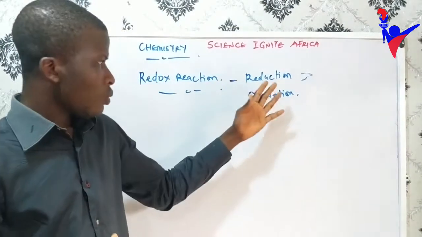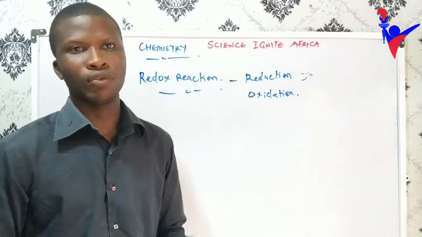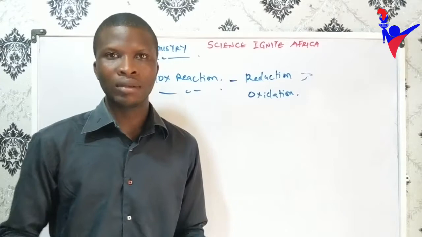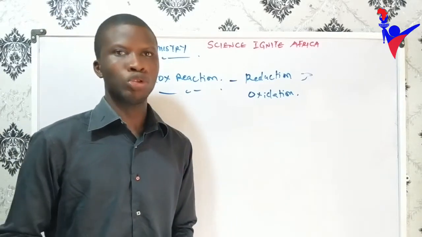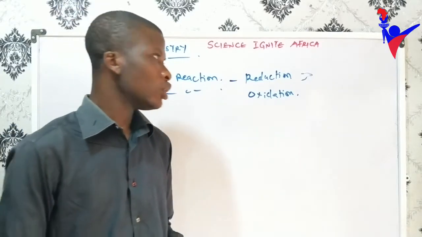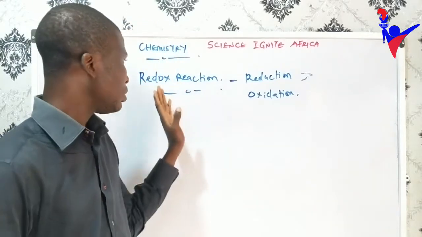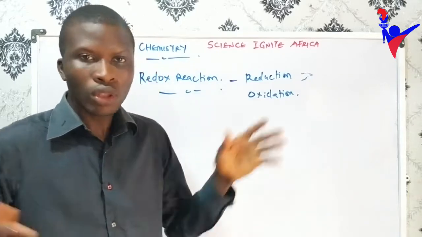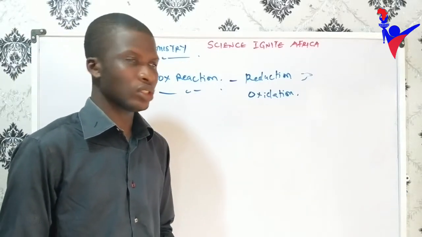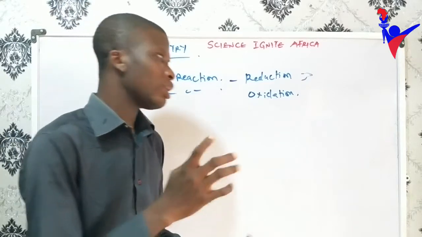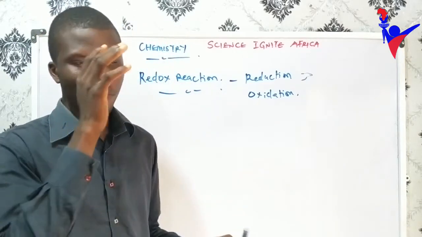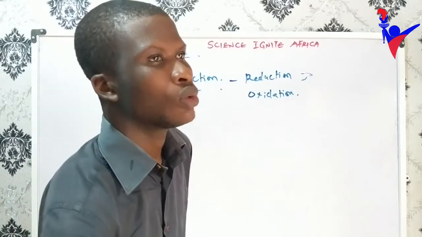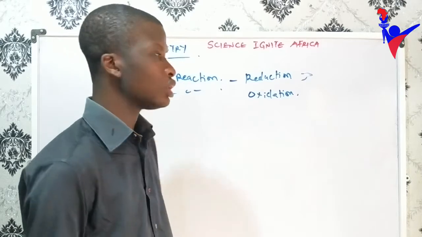Now, we have to look at the various meanings of reduction and oxidation, so that when you come across them in your exam or when you are reading your textbook, you are able to identify them. That is what I am doing next. I have been able to tell you that redox reaction is basically reduction and oxidation put together. Now, reduction can be viewed from many points of view. The same way with oxidation, it can also be viewed from different angles, and these angles are what we are going to consider right now.